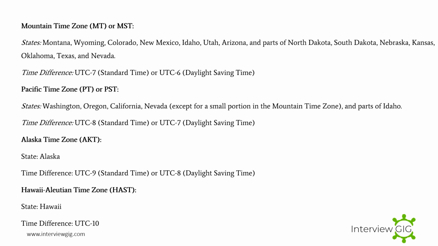Alaska Time Zone, AKT. State: Alaska. Time difference: UTC-9, Standard Time, or UTC-8, Daylight Saving Time. Hawaii Aleutian Time Zone, HAST. State: Hawaii. Time difference: UTC-10.